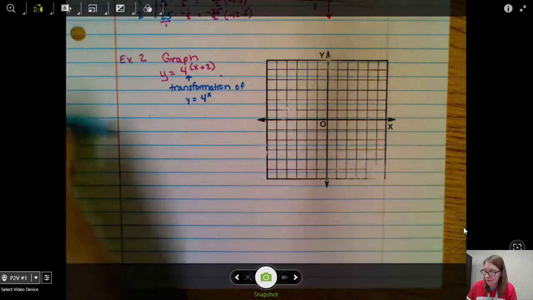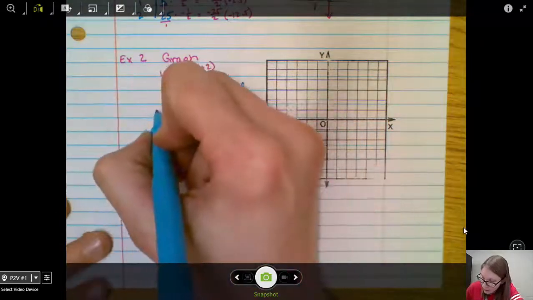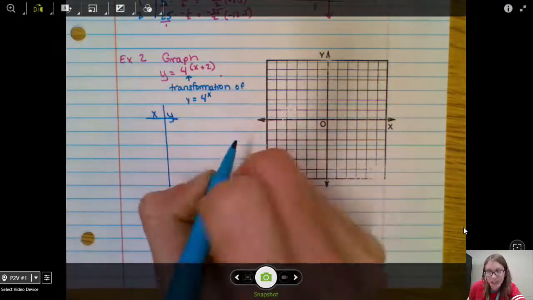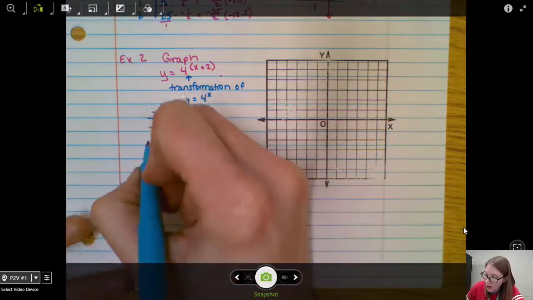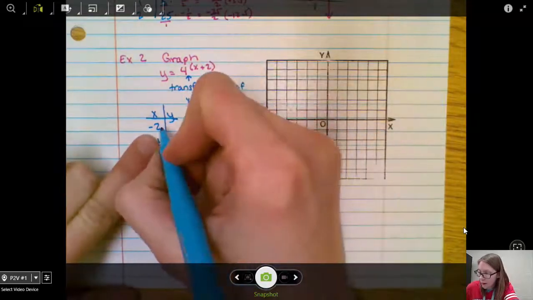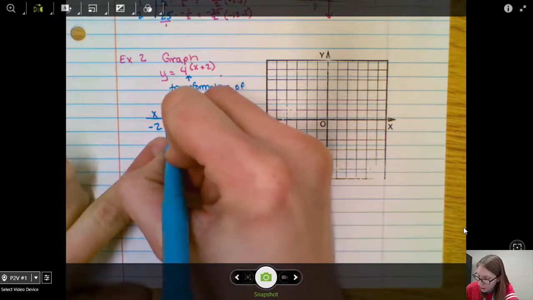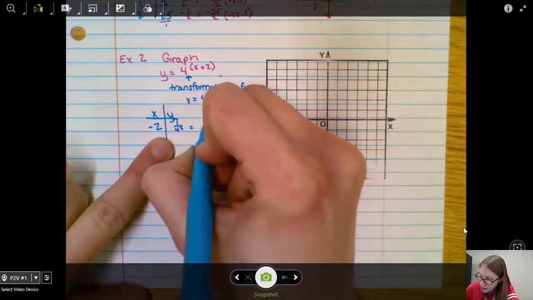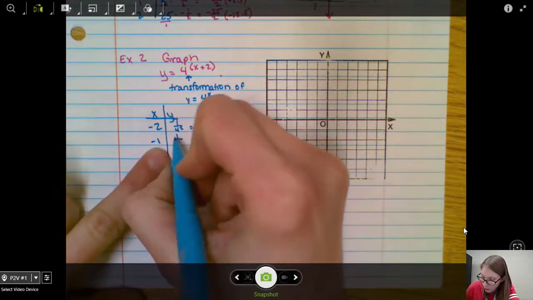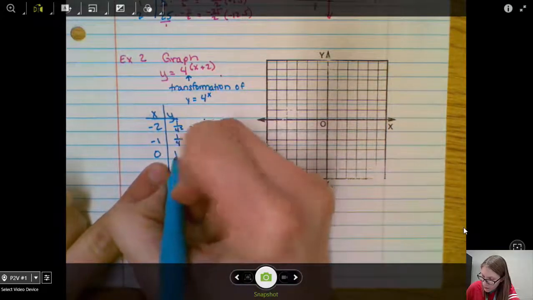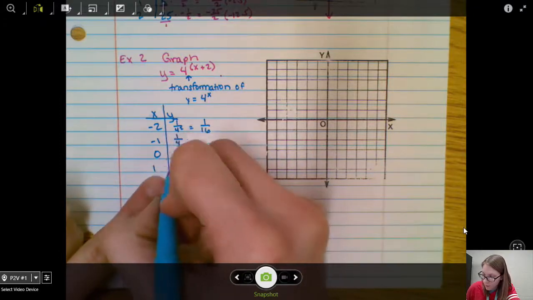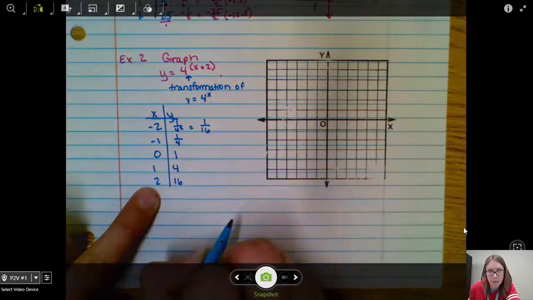So to graph, let's keep in mind what y equals 4 to the x power looks like. Make a table. And then just like we did in example 1, we'll change our values as we need to. Y equals 4 to the x power. 4 to the negative second power is 1 over 4 squared, which is 1 over 16. 4 to the negative first power is 1 over 4. 4 to the 0 is 1, because remember, anything to the 0 power is 1. 4 to the first power, 4 to the second power.